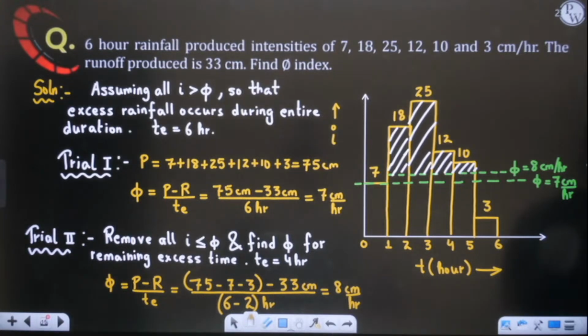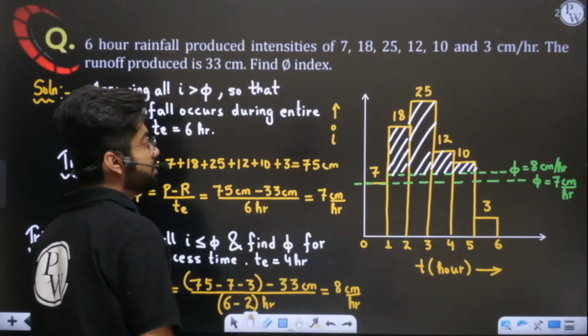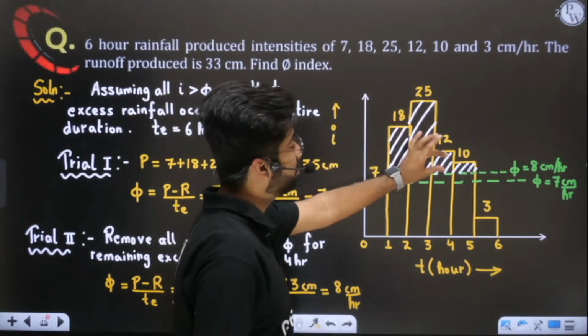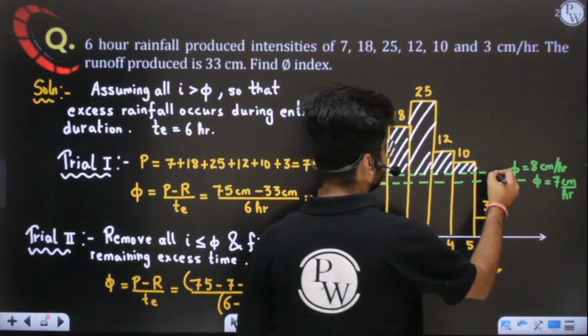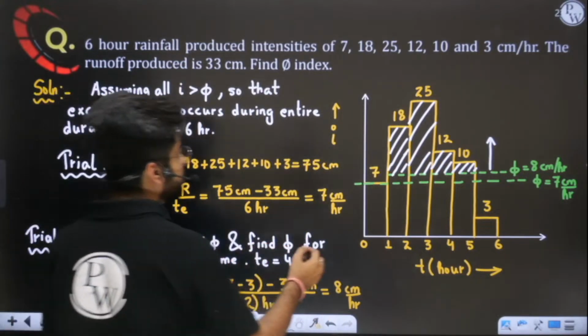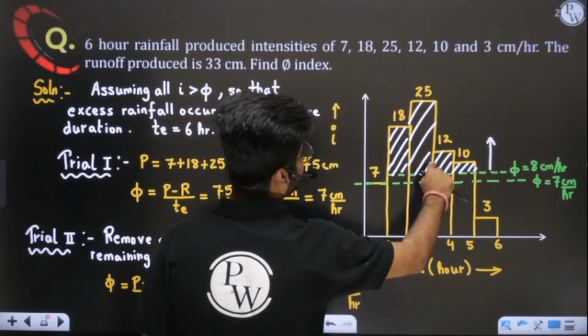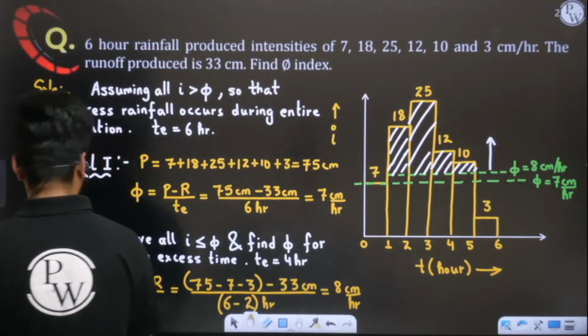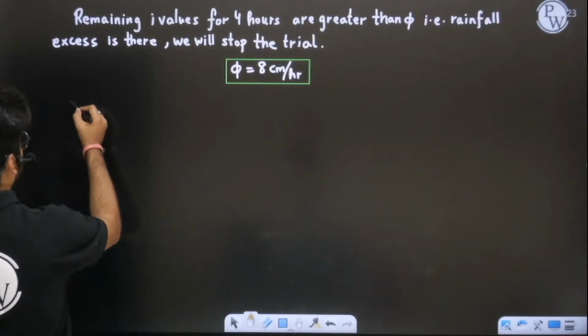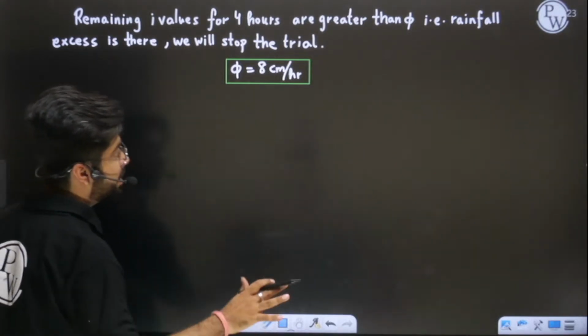Okay, we will also check here. We will check whether this excess rainfall, the value of rainfall volume above phi index, is equal to runoff volume or not. So tell me, 18 minus 8, 25 minus 8, 12 minus 8, 10 minus 8. If I want to evaluate runoff, we can cross check also whether I have solved the value of phi correctly.